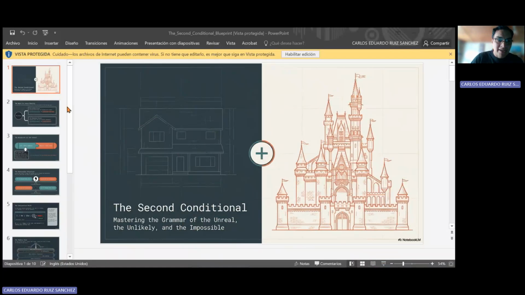Let me review. The clause is if and a sentence in past simple. The result is would plus base verb and a complement. Okay? The reversible structure. In this part, we are going to talk about how to use the comma and where we don't use the comma. It's similar to the other conditional structures. If you start with the if clause, we need to add a comma in the middle, after the clause and before the result.